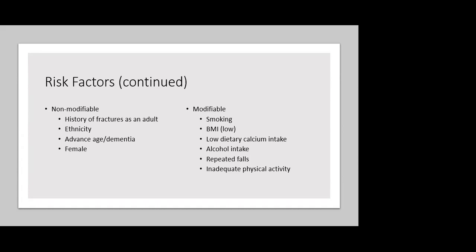Those things that we can't change are non-modifiable risk factors. They include, again, the history of having a fracture, broken bones as an adult, that increases your risk factor. Your ethnicity, and the older you are, the more likely you are to have the risk factors. If you have dementia, or if an individual is female, these are non-modifiable risk factors.